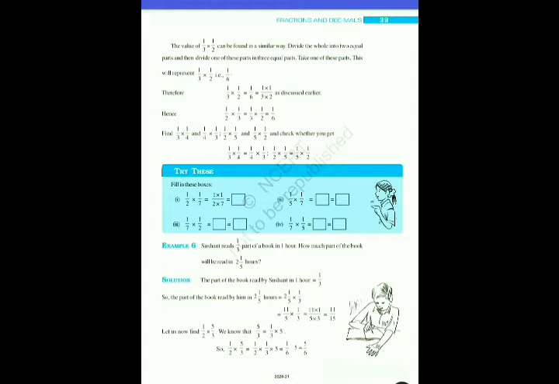So here we can easily see that 1 by 3 times 1 by 2 gives 1 by 6. Also we can write 1 by 6 as 1 times 1 divided by 3 times 2 in the denominator.